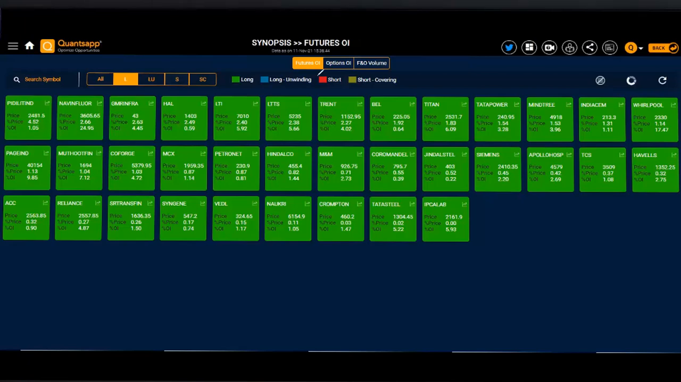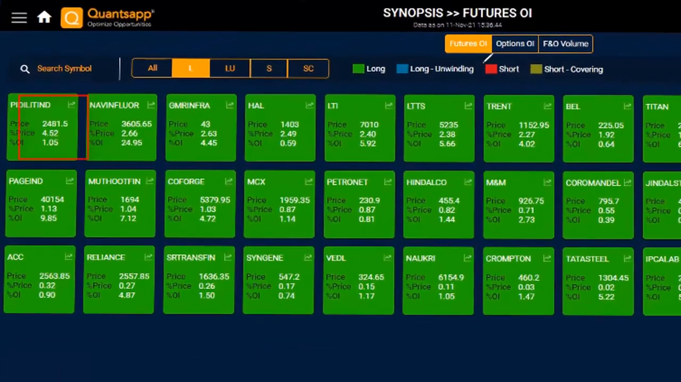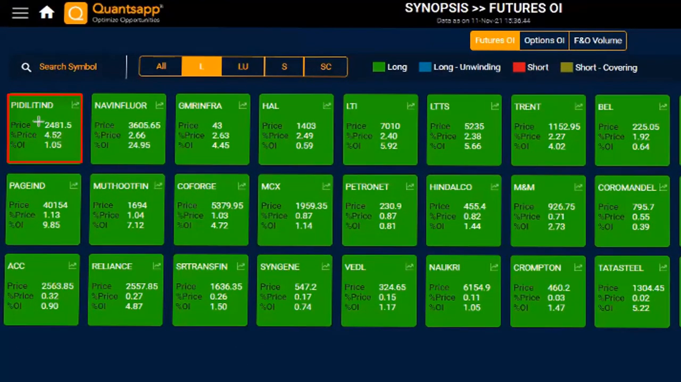So if I talk about the long build up in Pidilite Industries over here, first I get to see the price of Pidilite Industries, the price change today in Pidilite Industries, and the open interest change today in Pidilite Industries. Same way we can go ahead and look for all the stocks.